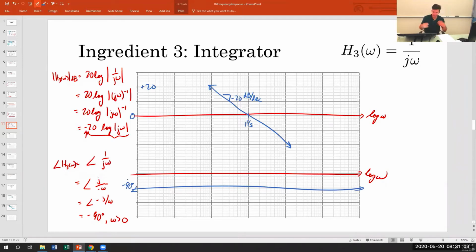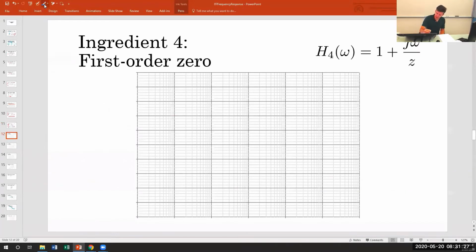Okay, so I do these in pairs because differentiators and integrators are opposites in their name, in where they lie in the transfer function, and in their Bode plots. Questions on these two? All right.